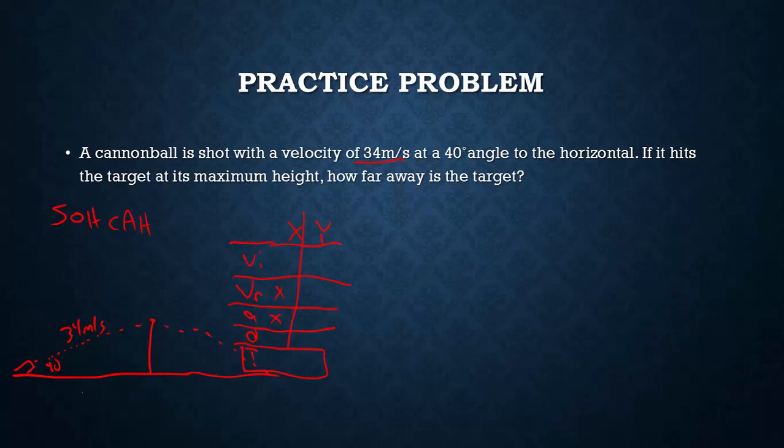So initial velocity in the x direction, again, this is going to be adjacent. This is going to be opposite. So to find velocity in the x direction, down here, I'm going to use adjacent. So that is cosine. And we can do hypotenuse times cosine equals adjacent. Or in our case, it would be 34 times cosine of 40 degrees equals adjacent. Do the math, so that's going to be cosine of 40 times 34, which gives us 26.04 meters per second.